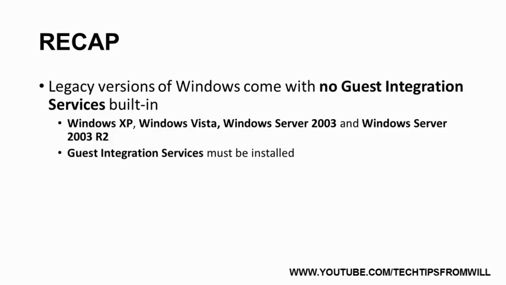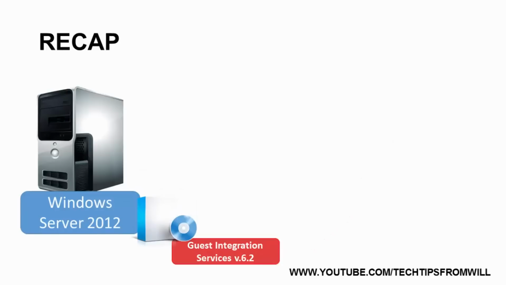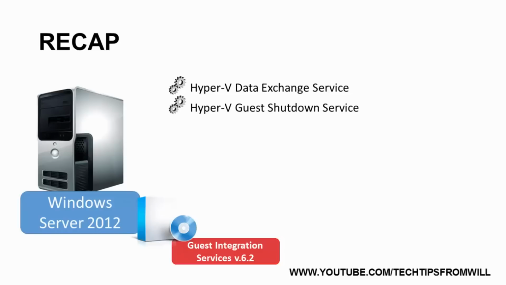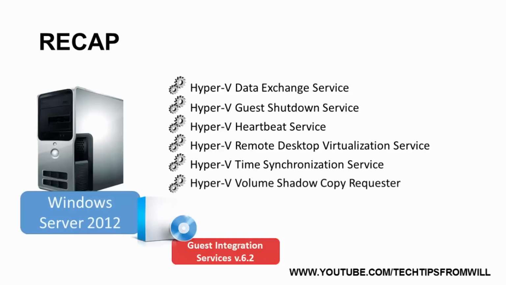As you may recall from the last lesson, Windows Server 2012 Hyper-V hosts ship with version 6.2 of Guest Integration Services. This release of Guest Integration Services will install the following services onto virtual machines: the Hyper-V Data Exchange Service, the Hyper-V Guest Shutdown Service, the Hyper-V Heartbeat Service, the Hyper-V Remote Desktop Virtualization Service, the Hyper-V Time Synchronization Service, and the Hyper-V Volume Shadow Copy Requester.